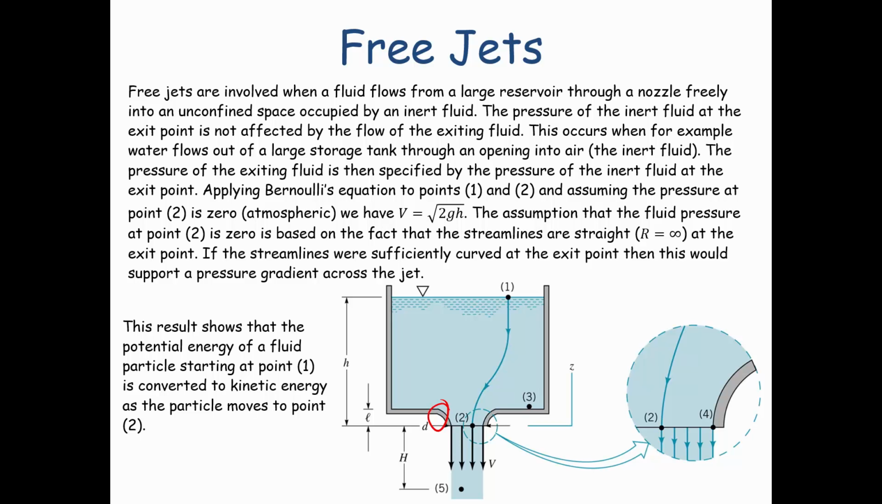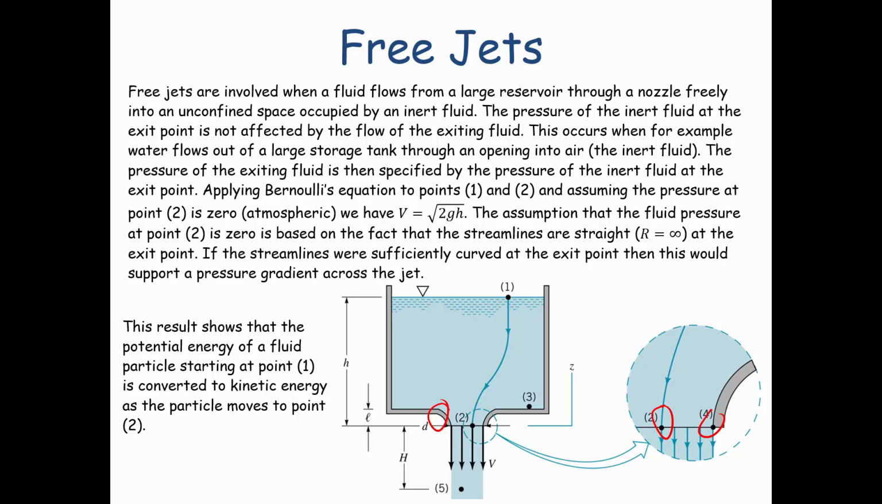On the right hand side, in a little bit more detail, we can see 2 points: point 2, which is the same as point 2 on the left hand side, and then point 4, which is right on the edge of the opening where it meets the surface of the container. And we've got streamlines marked out in each case.